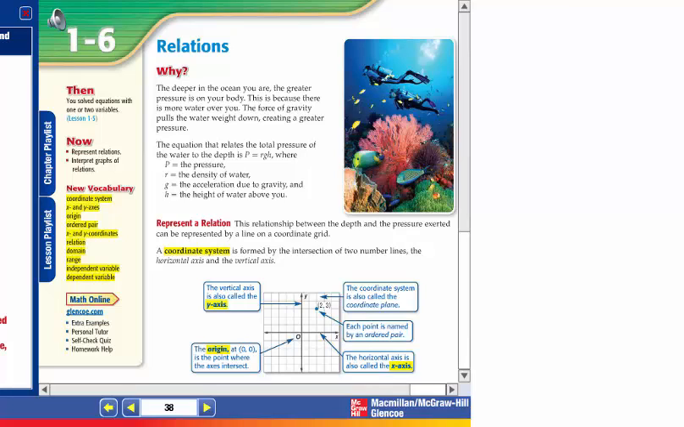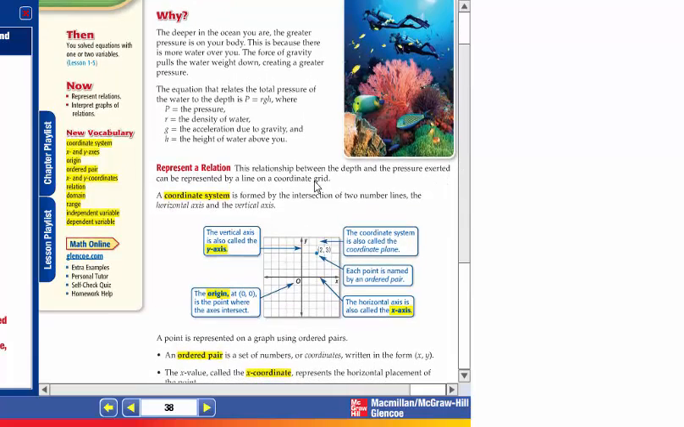Chapter 1, Lesson 6 is on relations, and as you can see from the highlights over here to the side, this lesson has a lot of vocabulary as well. And I am going to use the book for this portion because their picture is much nicer than one I could draw on my own. Okay, a coordinate system is also known as a coordinate plane. So let me write that down just a little bit.